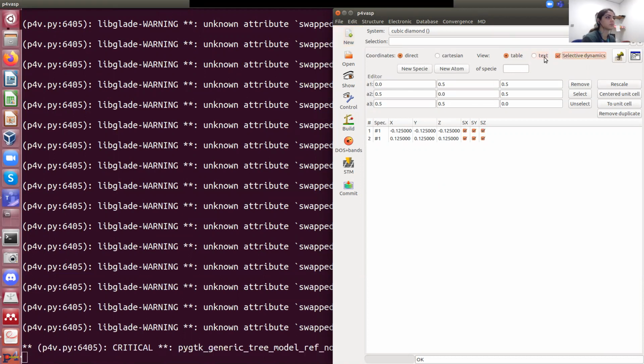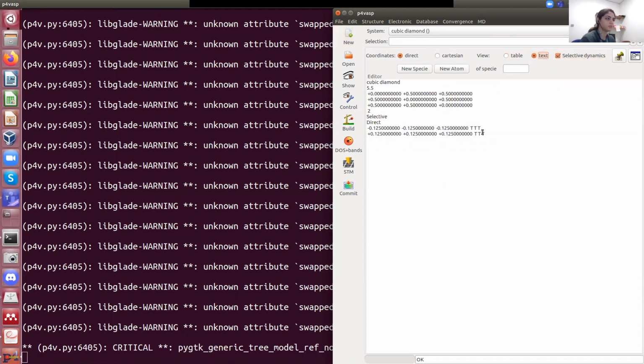And if you click on selective dynamics, then you see that now these TTT appear. And these are the degrees of freedom. So this is X, Y, Z, the coordinates of your 2 atoms, okay? And in this case, it means that you let everything move. If, for instance, instead of this T, you put a capital F, that means that your system is free to move in X and Y. Your first atom is free to move in X and Y, but not in Z, okay?